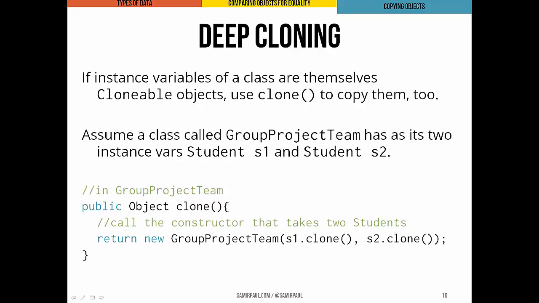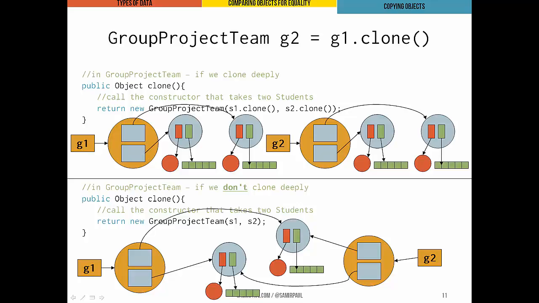So let's take a look at an example. Suppose we have a class called GroupProjectTeam, and it has as its two instance variables S1 and S2. Well, here's what its clone method might look like. Return a new GroupProjectTeam object, and it takes as parameters S1.clone and S2.clone. We're actually ourselves cloning S1 and S2 for the new object. We're creating new copies of those two student objects, assuming that there's a GroupProjectTeam constructor that takes two student objects as parameters.